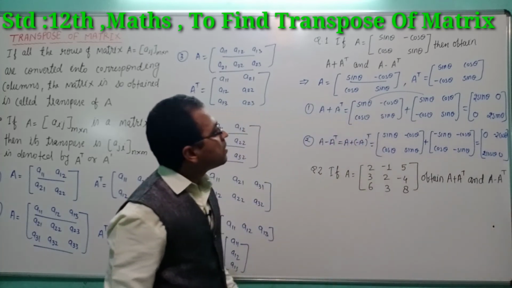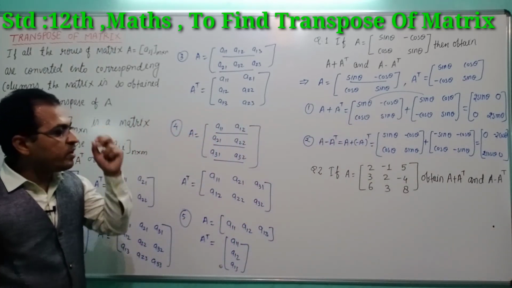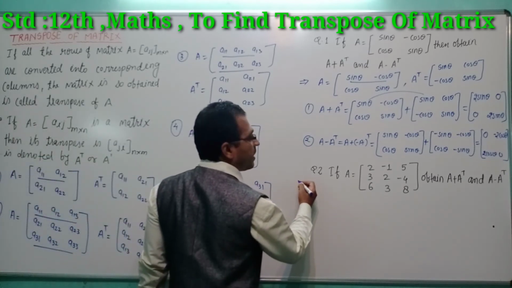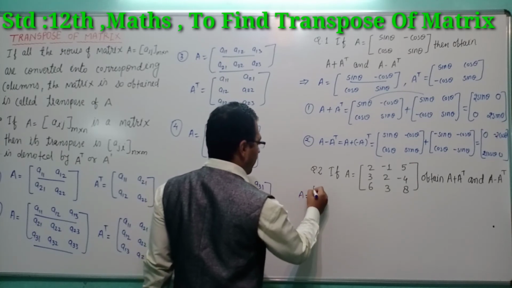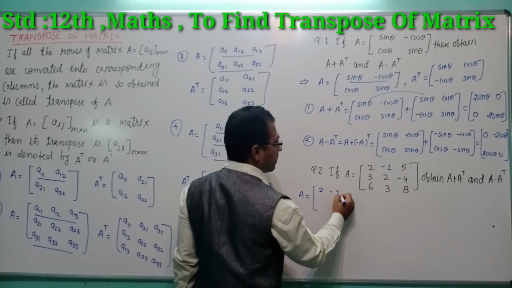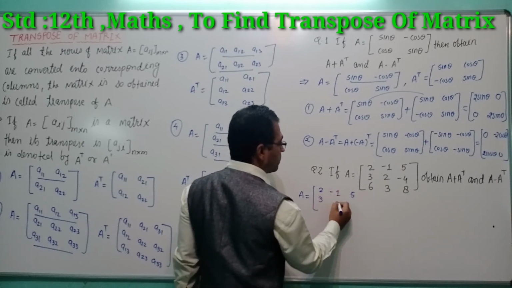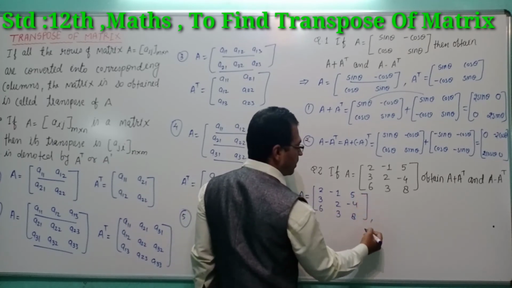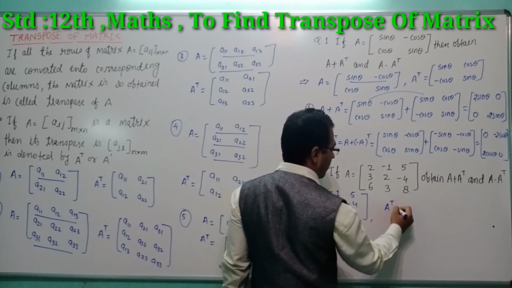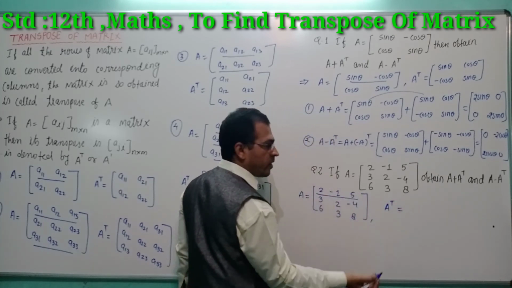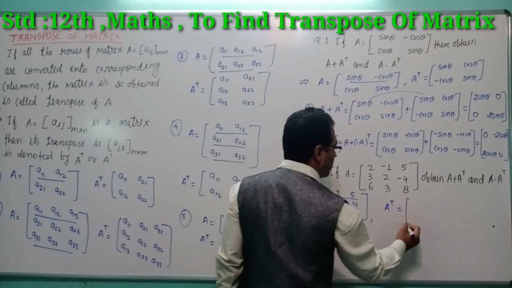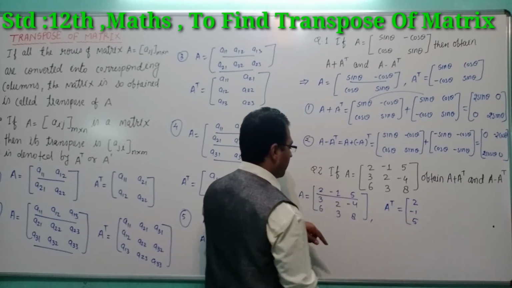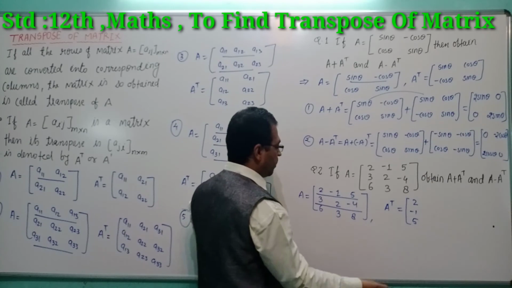Okay. Now students, in question number 2, the same things you will have to do over here. First of all, writing the matrix A having elements 2, -1, 5, 3, 2, -4, 6, 3, 8. Right, students? Now finding the transpose of A means all these rows will be converted into columns. So writing the first row in the form of a column: 2, -1, 5. Now the second row will be converted into a column: 3, 2, -4.